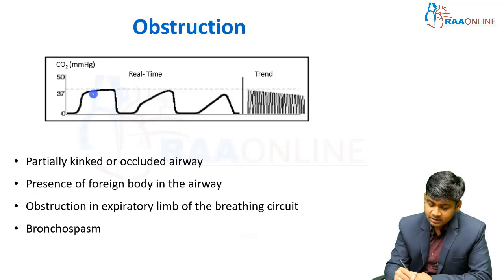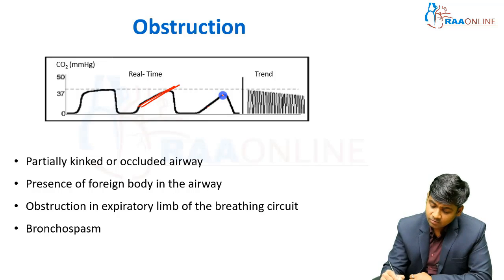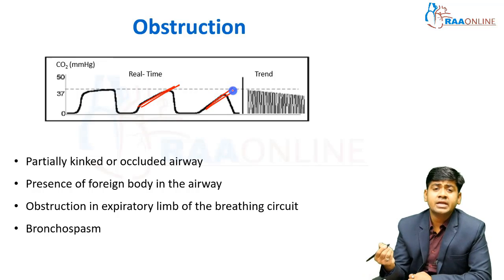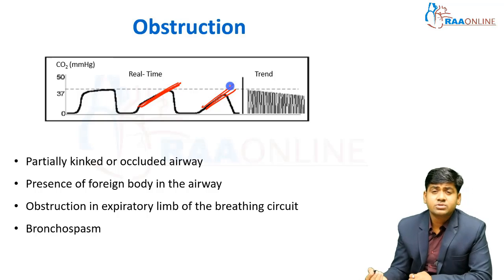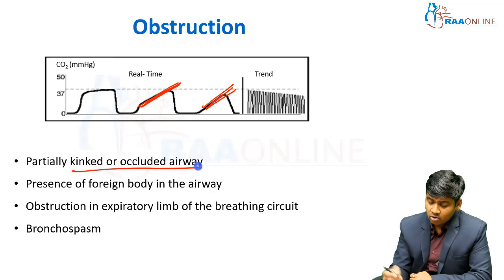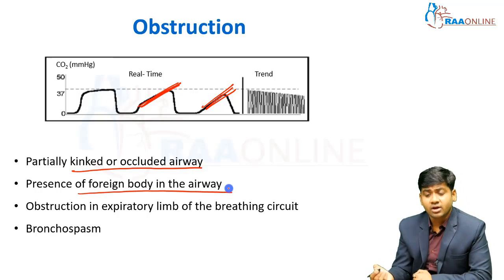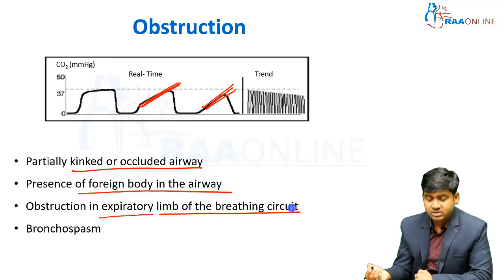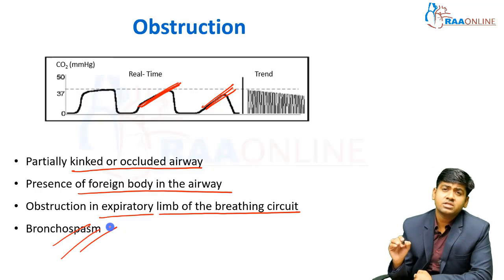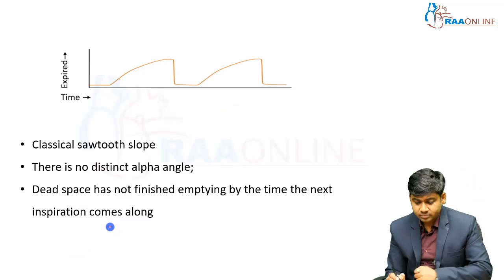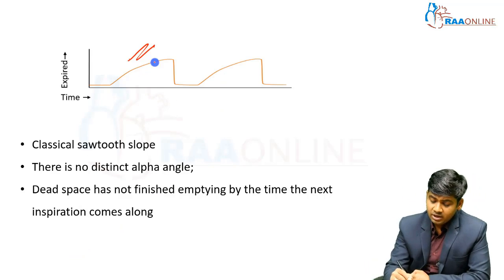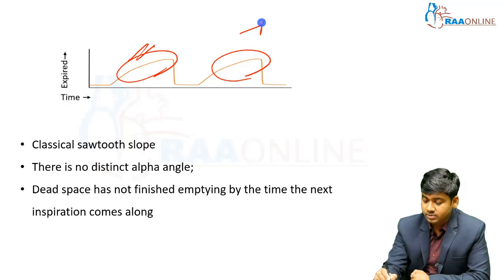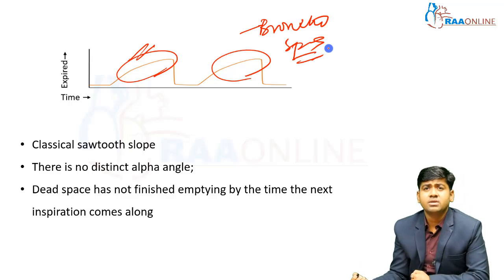Obstructions. Again we see here the increase in the slope, increase in the alpha angle. So when you get this graph with increase in the slope, at that time there is obstruction in the airway. Partial leaking or occluded airway, presence of foreign body in the airway, obstruction in the expiratory limb of the breathing circuit, or bronchospasm. Mostly in cases of bronchospasm we get this type of graph. See, this is a typical pattern, mostly comes in OSCE. So here the sawtooth appearance, this is bronchospasm. Simply write in the exam, bronchospasm.